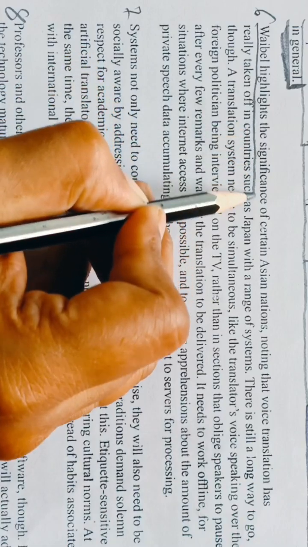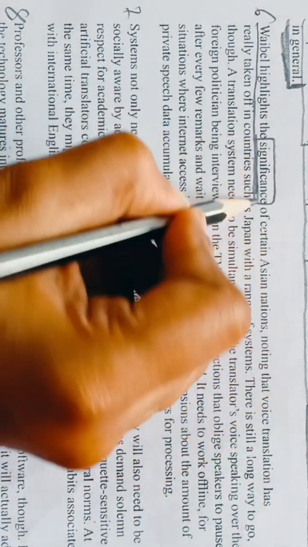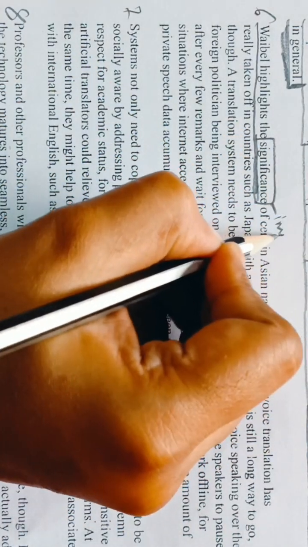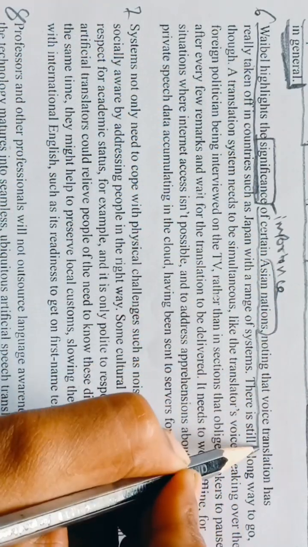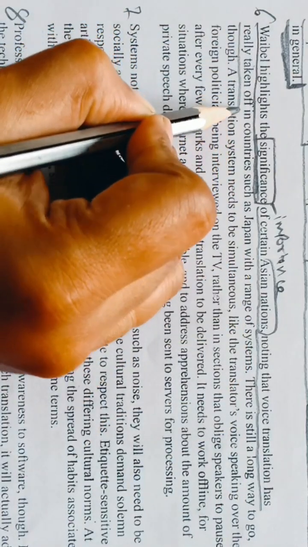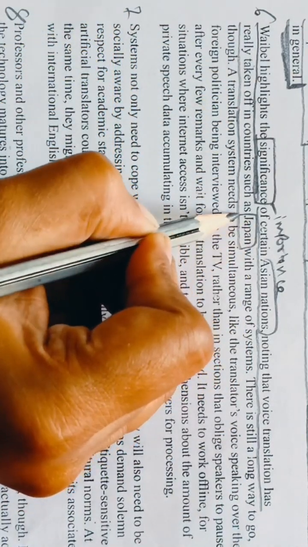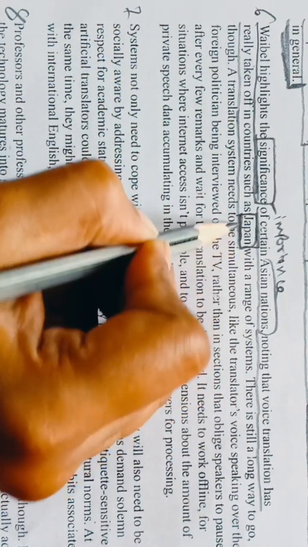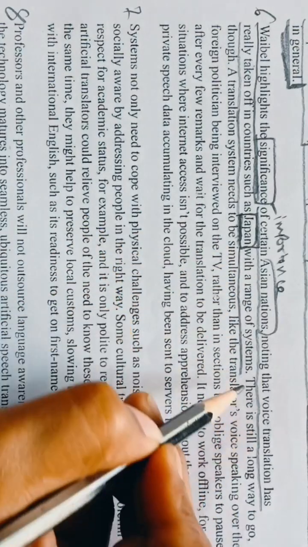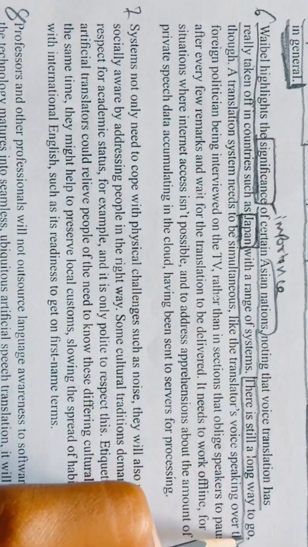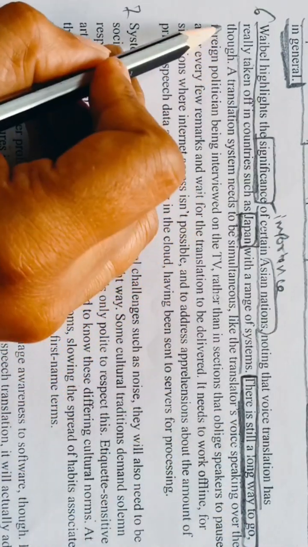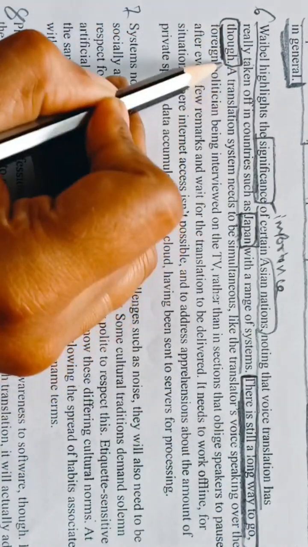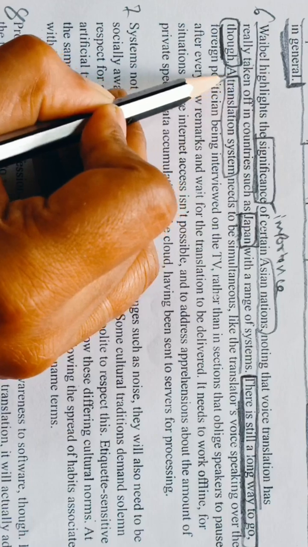Weber highlights the significance. Significance means importance. Weber highlights the significance of certain Asian nations, noting that voice translation has really taken off in countries such as Japan. So our keyword has come, Japan, with a range of systems. There is still a long way to go though. A translation system. So this is also our keyword.